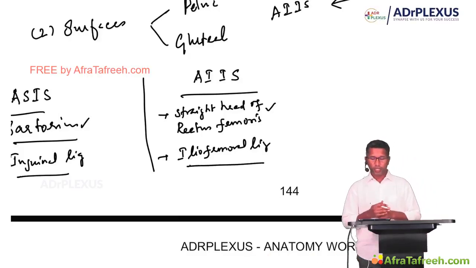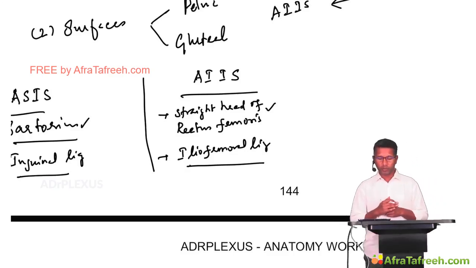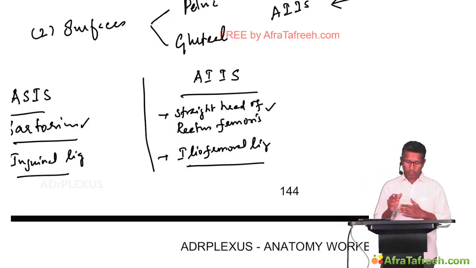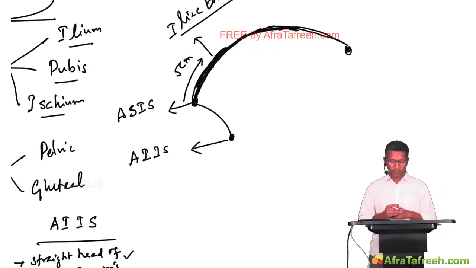I hope you know the iliofemoral ligament is a ligament of the hip joint. When we come across the hip joint, we will see about this ligament in detail. Okay, so if you trace the picture, you get the anterior inferior iliac spine.